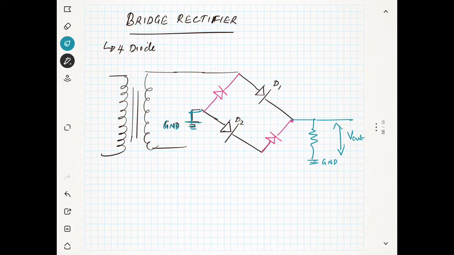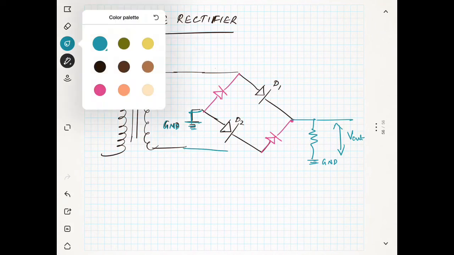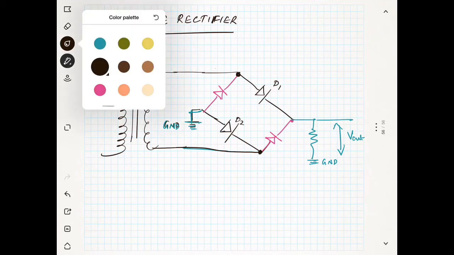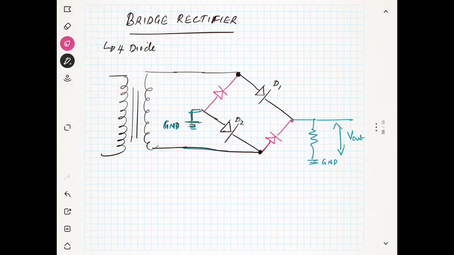Now, sorry, there is one more connection here. This connection is connected here. So you are giving the input between these two points, and you have two diodes. Now I will name these diodes. This is D1 and D2, and this diode is D3 and another one is D4.